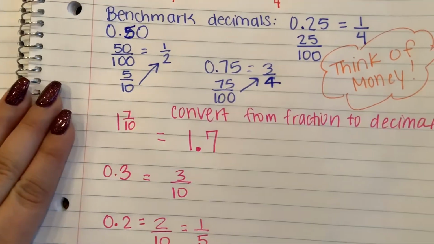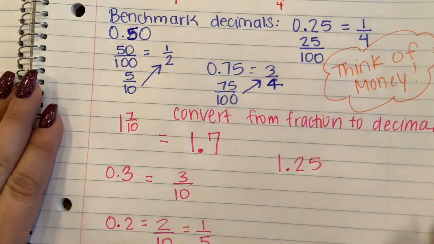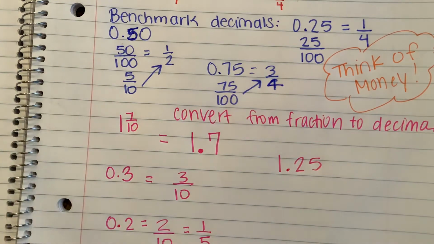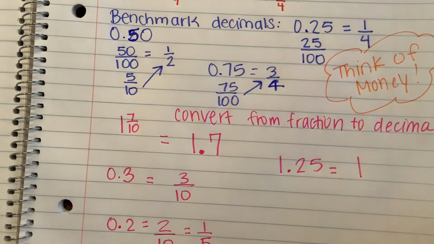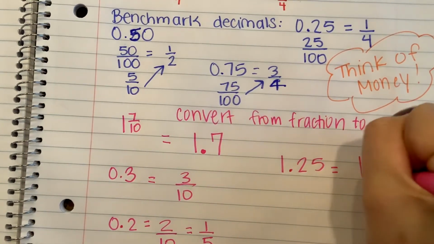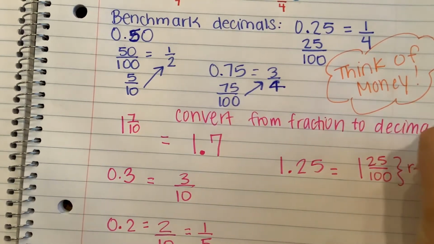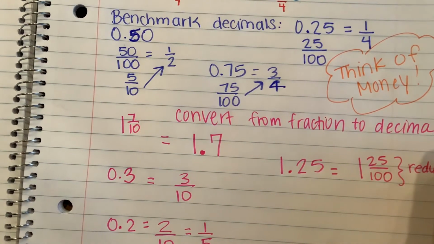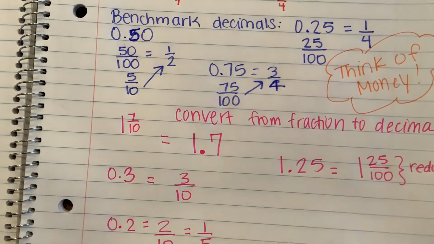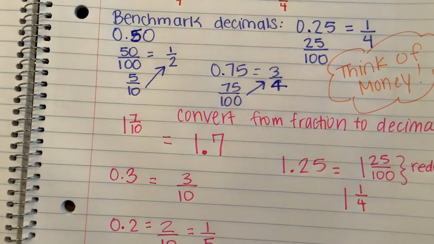What if you had a problem like this? 1 and 25 hundredths, how could you write that as a fraction? You would have 1 as your whole number because it's in front of the decimal, and then 25/100. But wait, 25/100 could be reduced to 1 1/4.